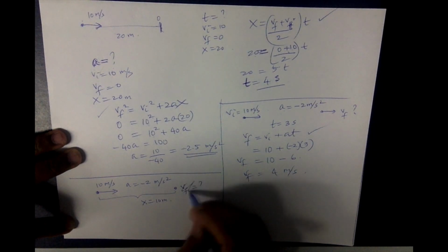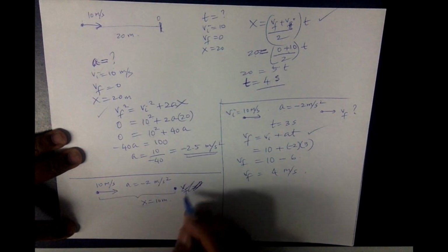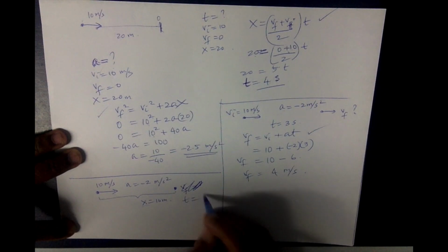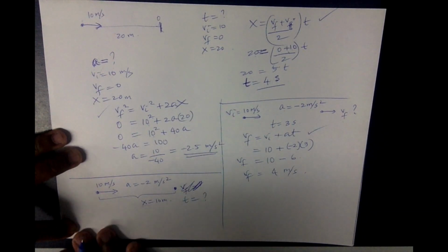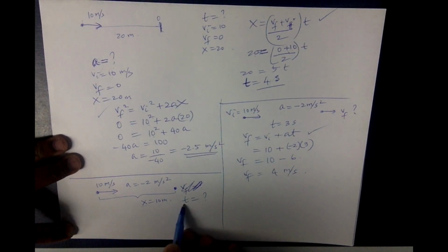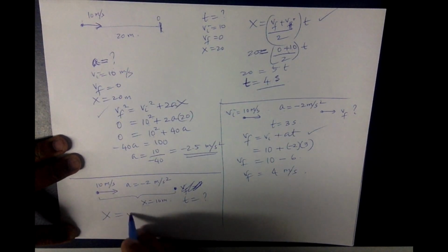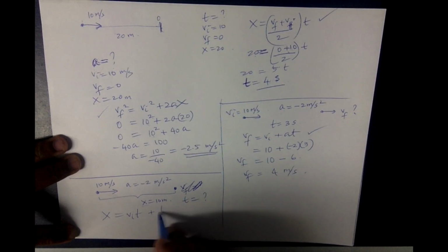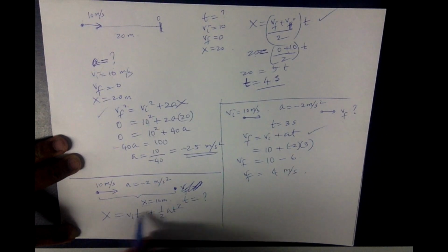Actually, how long does it take to move 10 meters? So the question is t. How long does it take to go 10 meters? Which equation are we going to use here? Final velocity is not given to you, but everything else is given. So you pick this equation, x equals Vi t plus half a t squared. Then you can work it out from here.